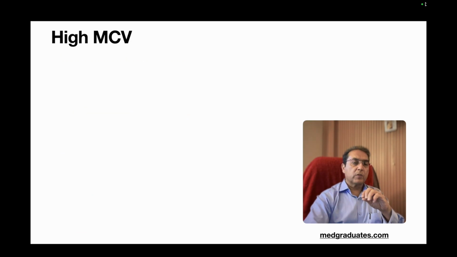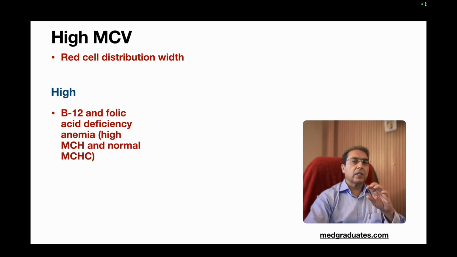If you have a high MCV, again see the red cell distribution width. If the red cell distribution width is high, this is generally seen in megaloblastic anemia, the B12 or folic acid deficiency anemia. The MCH is high in these, and the MCHC is generally normal.